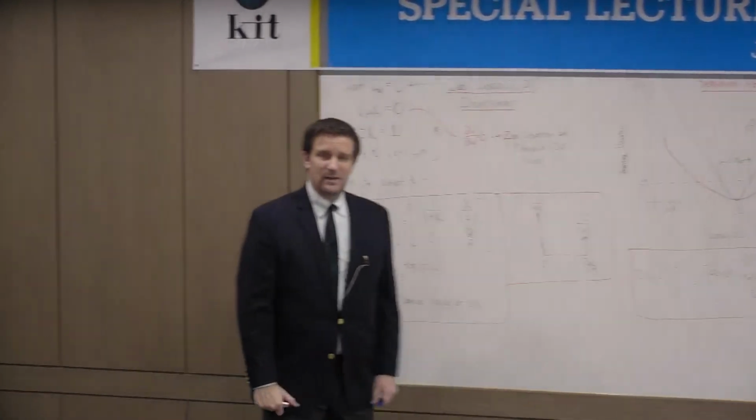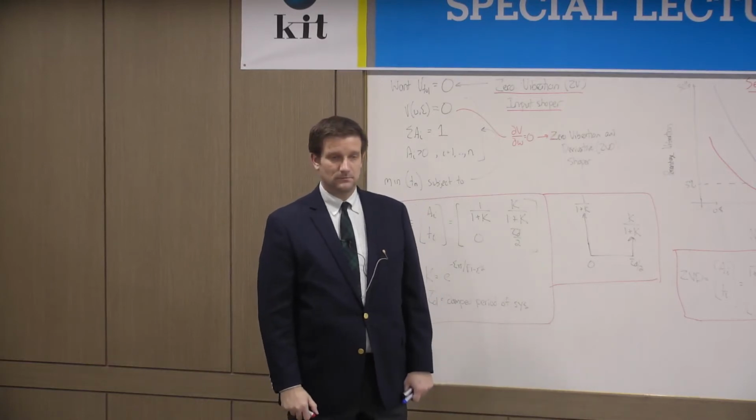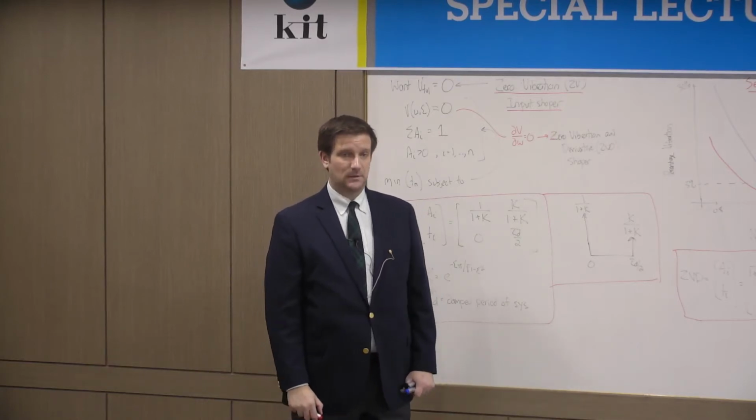What do you notice about the ZVD shaper compared to the ZV? It has one more impulse. Okay. What else?